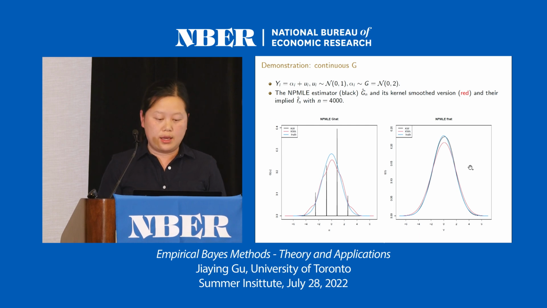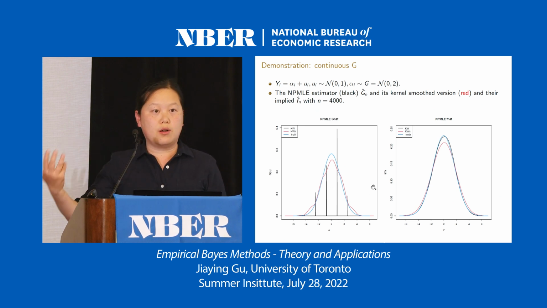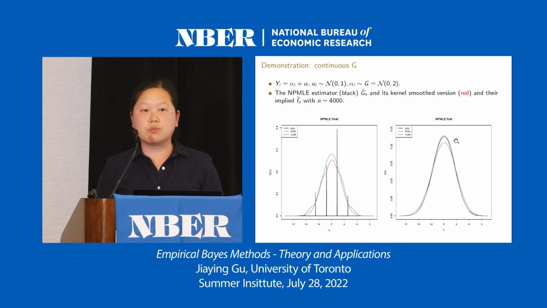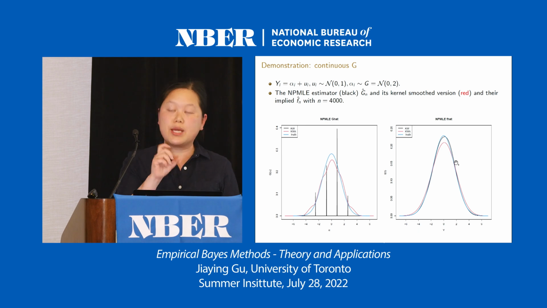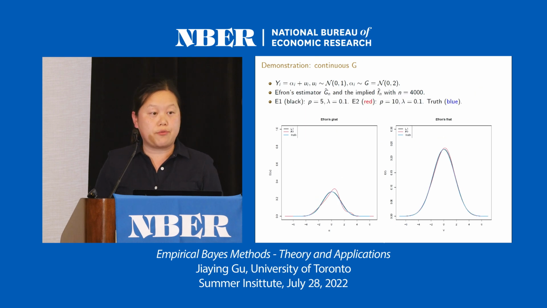What's revealing is that even though the black G is very discrete, once you go to the marginal density, it's extremely smooth and actually tracks the truth very, very well. So the mixture model really provides the smoothing that is doing the job of getting you a good estimator for the marginal density. Then this would be the corresponding Efron estimates, which of course works a lot better here, although we again have to choose the tuning parameters.